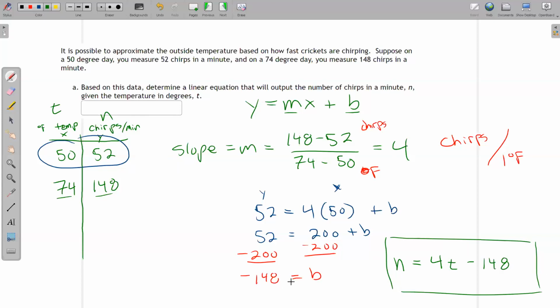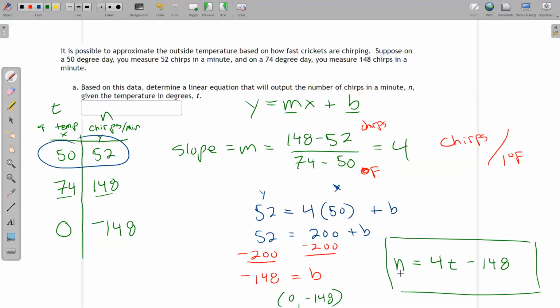Now the starting point of negative 148, what does that mean? It means if the temperature was 0, because that b goes with the point (0, negative 148) on the table. If the temperature is 0 degrees out, there's going to be negative 148 chirps. You can't have negative chirps. So although it is a starting point, it doesn't mean anything in this case. So sometimes the y-intercept is meaningful, sometimes it's not. This one is not. Oh well.